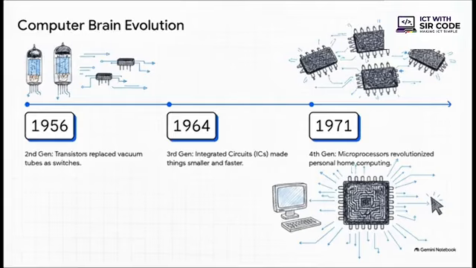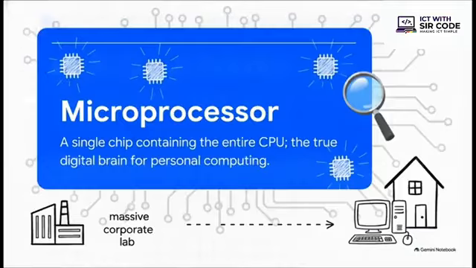We entered the fourth generation with the invention of the microprocessor. So what exactly is a microprocessor? Well, it's a single, incredibly complex chip containing the entire central processing unit, or CPU. The absolutely crucial point here is that by condensing the computer's entire processing brain onto one tiny piece of silicon, technology was finally able to move out of those massive corporate labs and actually into our personal homes. Without the microprocessor, the whole personal computer revolution literally wouldn't exist.